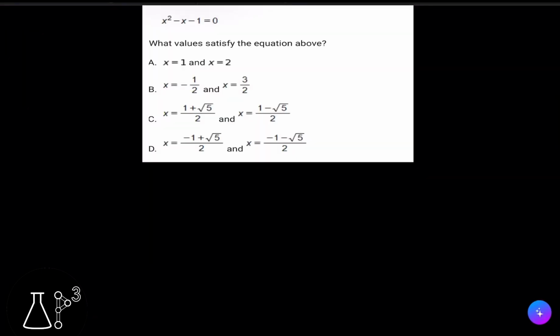Okay, now we're moving on to the medium questions. X squared minus x minus 1 equals 0. Which value satisfies the equation above? So this can be a Desmos question, but it's better to not use Desmos, which is why I'm going to put this in red. You can use Desmos, but there's a better way to solve it.